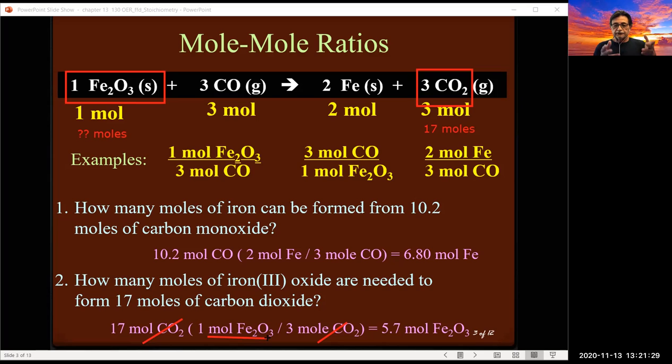The ratio is still the same. Okay, the chemical reaction is still the same, the ratio. So we could have said easily, instead of 17 moles of carbon dioxide, well, how much iron 3 oxide do I need if I need to make 17 million moles of carbon dioxide? Same ratio, same setup.